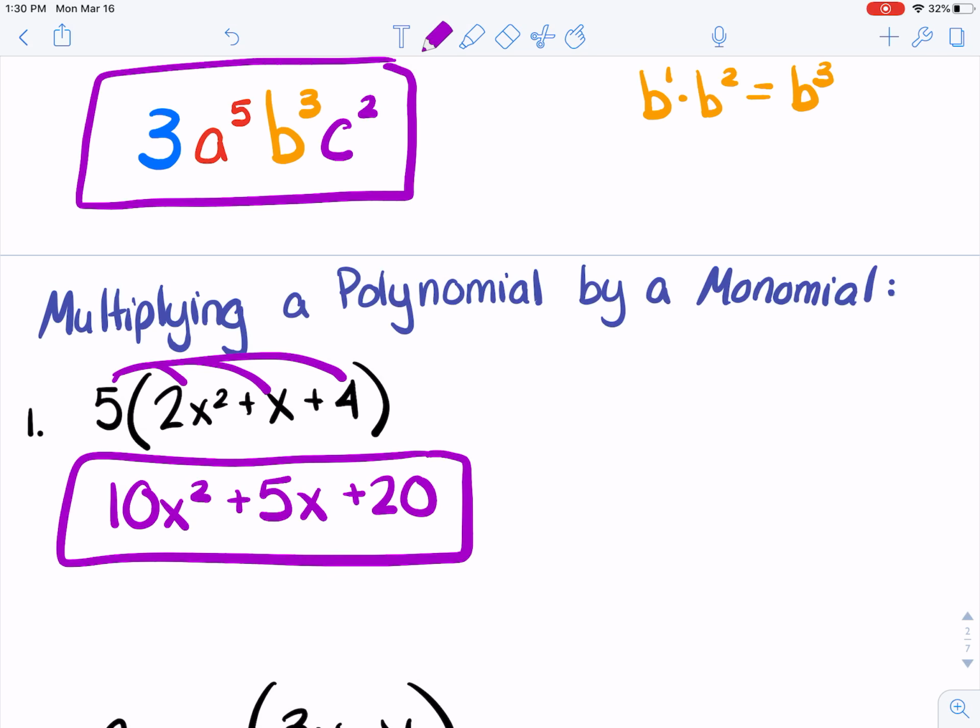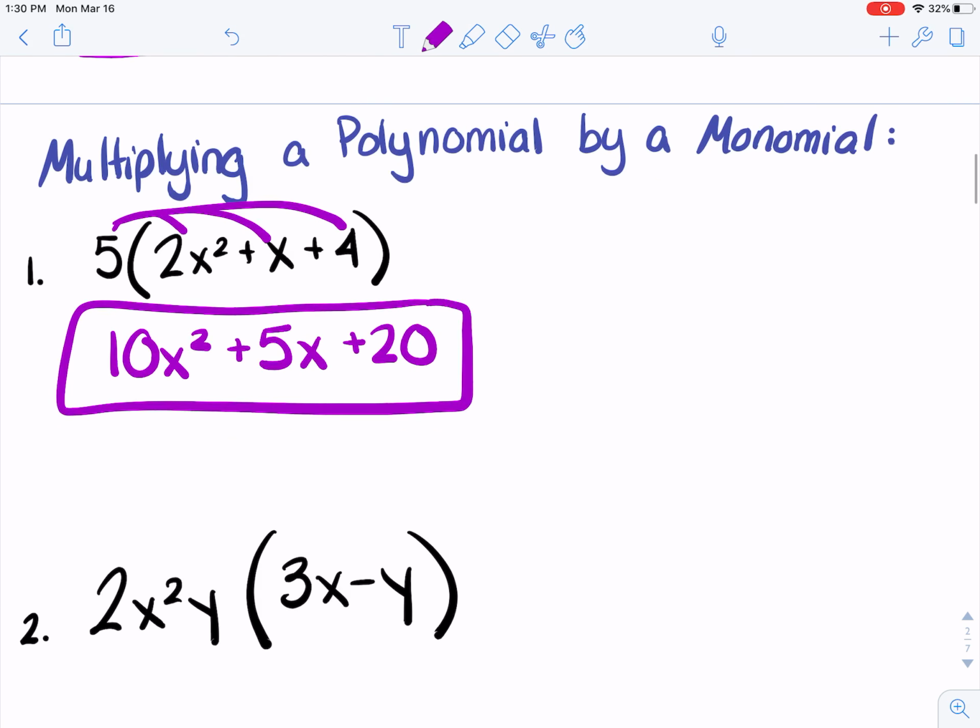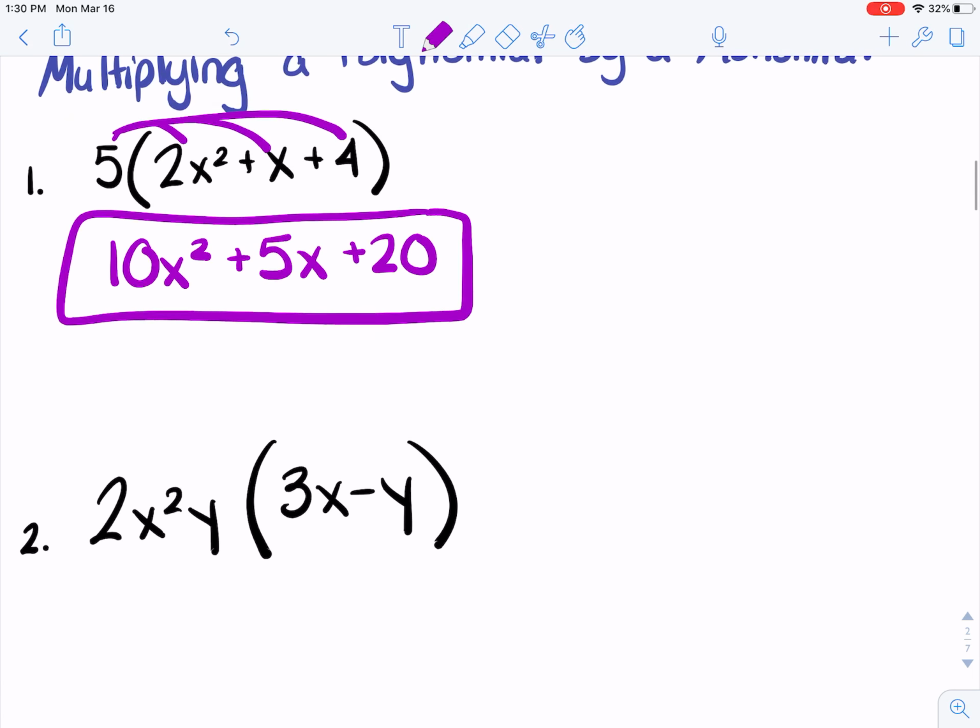If after you distribute, in this case, or multiply to everybody in the set of parentheses, there were like terms of any sort, you would take that extra step and combine any like terms. But in this problem, there are no like terms, so therefore I'm done with the answer that I put the box around. All right.